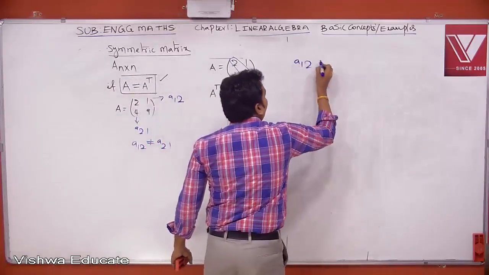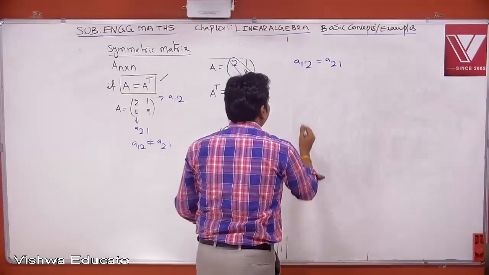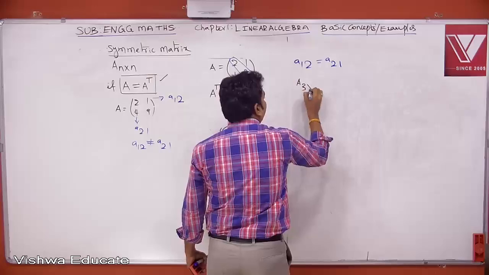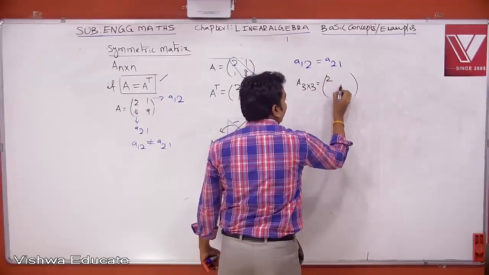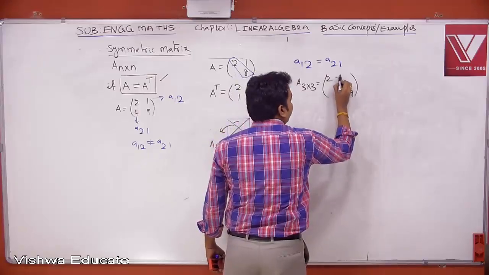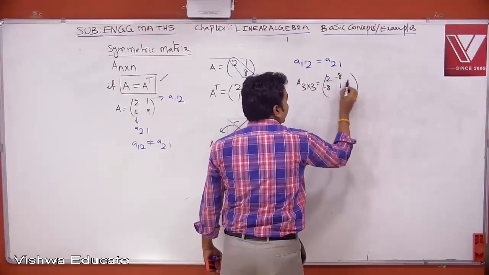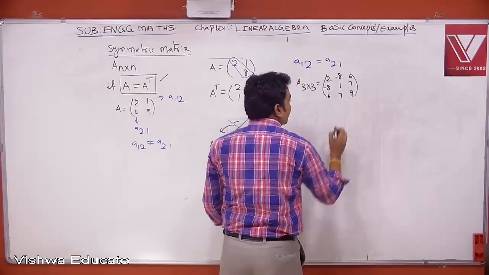So therefore, A12 must be equal to A21. Suppose you consider a 3 by 3 symmetric matrix and randomly assign some elements, for example 2, 1, 9 on the diagonal. If it is -8, this must be -8. This is 6, this is 6. Suppose this is 7, this is 7.